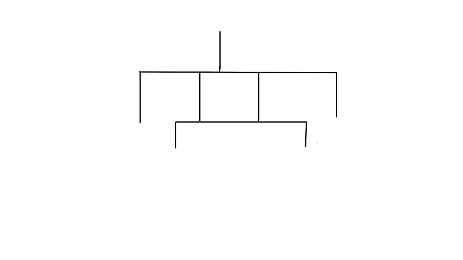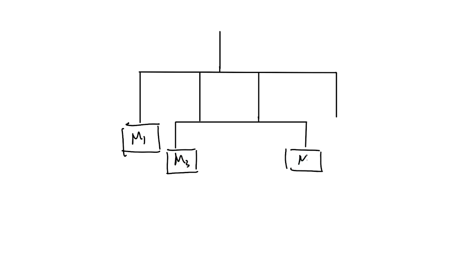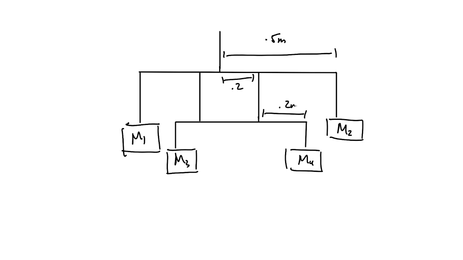So pretend everything's okay. We have a mass 1 here, a mass 3 here, a mass 4 here, and a mass 2 here. So let's look at these distances now. This is going to be 0.5 meters. This is going to be 0.2 and 0.2 meters. This is going to be 0.1 meters and 0.1 meters. And this total is going to be 0.4 meters, right?